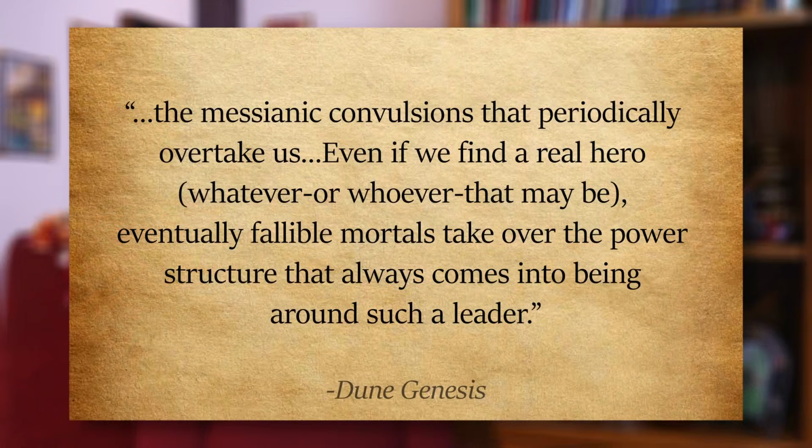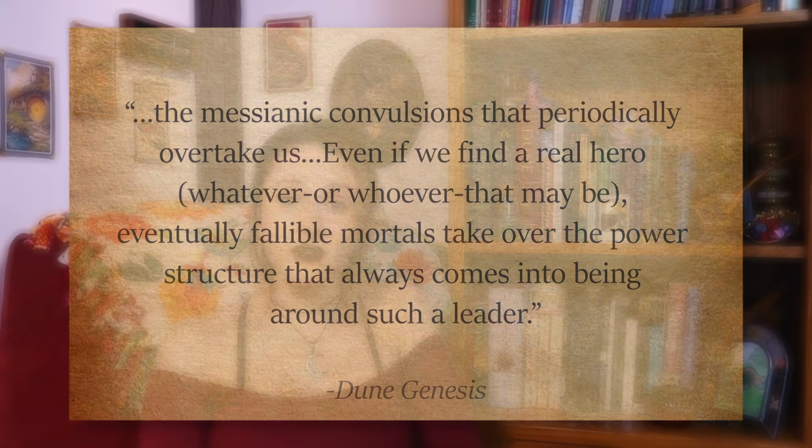The final, most potent cycle that we're going to discuss is what Dune is all about. Herbert describes his saga as portraying the messianic convulsions that periodically overtake us. Even if we find a real hero, whatever, or whoever that may be, eventually fallible mortals take over the power structure that always comes into being around such a leader. This concept of human beings being dehumanized by the forces of the story around them, the process of forced deification, infuses Dune from its earliest pages.